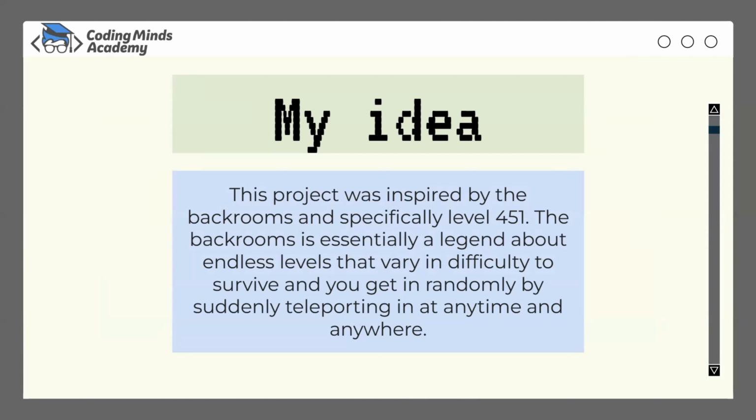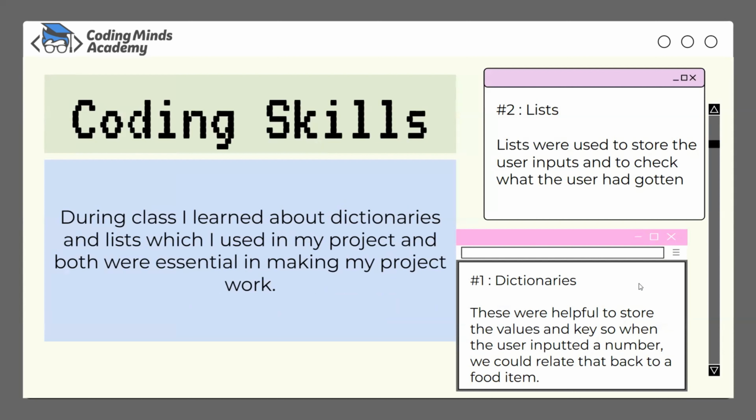So the coding skills I used were dictionaries and lists. Both were essential in making my project work. The dictionaries were helpful to store values and keys, so when the user inputted a number, we could relate that back to a food item. And the lists were used to store the user inputs and to check what the user had gotten.